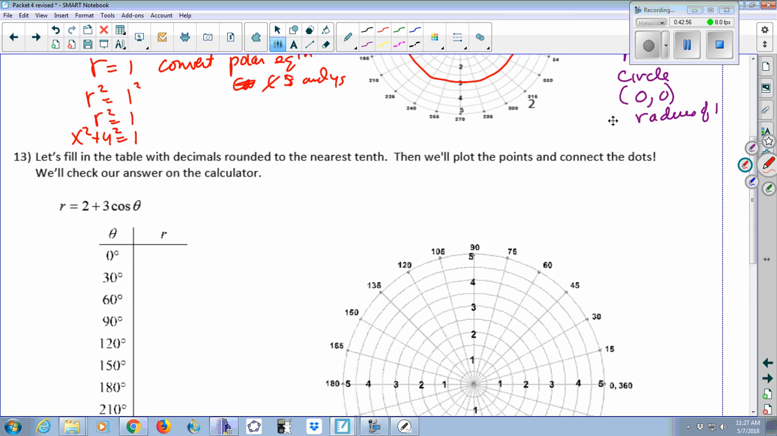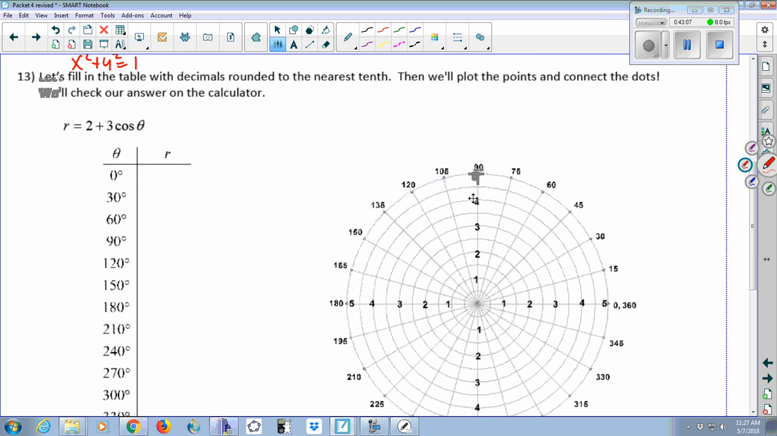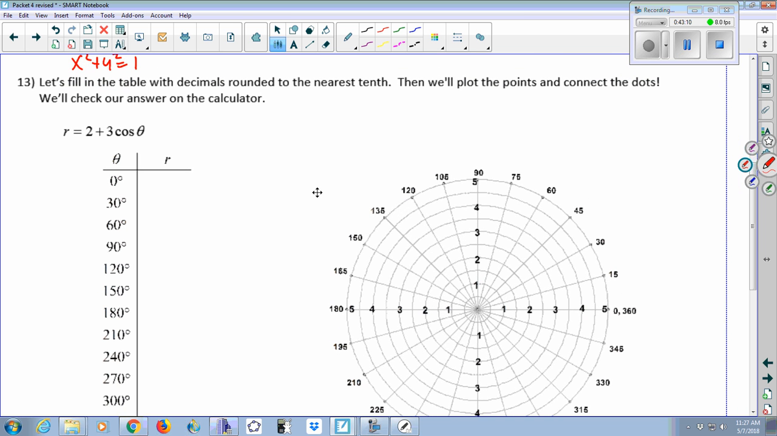All right. So this is going to be a fun one to do, and this is where you want to have your graphing calculator out. If you have one, and if you don't, hopefully someone at your table has one. So we're going to fill in this table, and we're going to round off the decimals to the nearest tenth, and then we're going to plot the points, and we're going to connect the dots. I used to love doing this when I was young, connecting the dots kind of thing. We check out our answer on the calculator. Before you leave in the next 3 or 4 minutes, or before we stop, I'll show you how you can graph this on a graphing calculator.